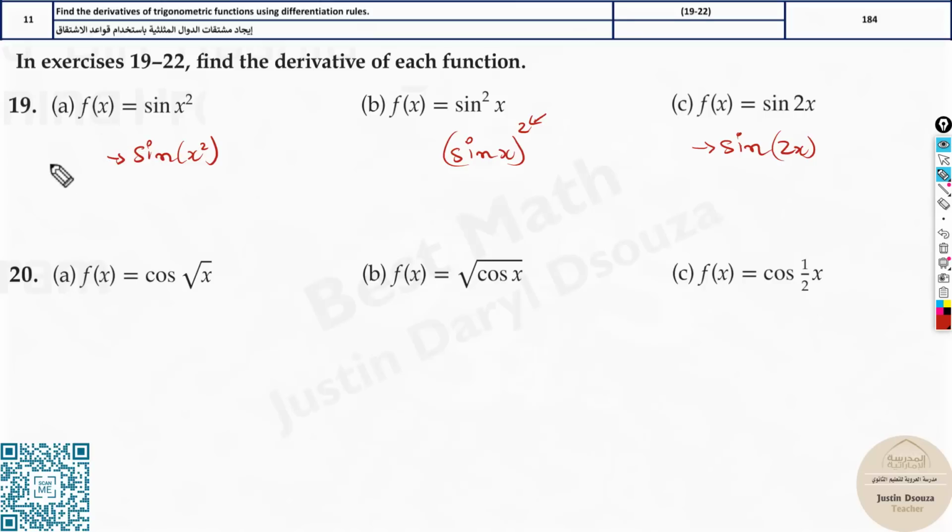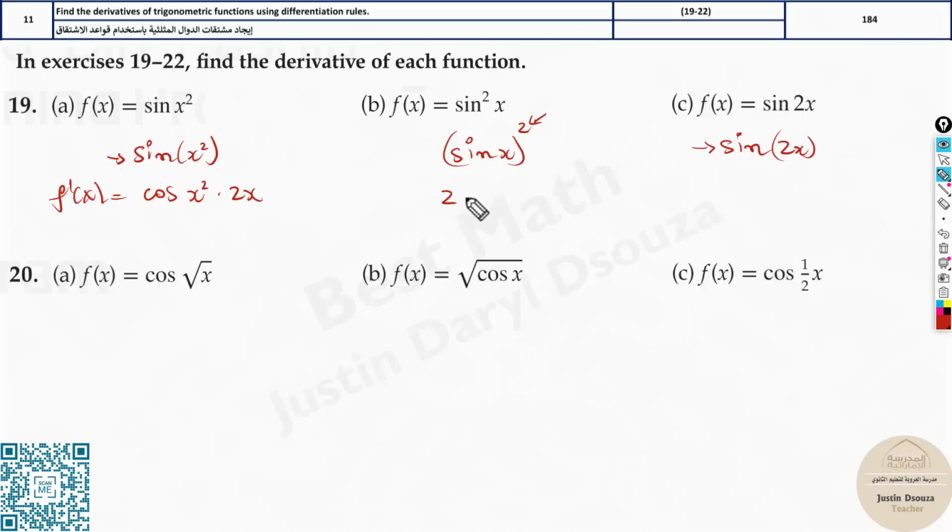Now if you derive it, the derivative would be f prime of x. Derive sine, it'll be cosine x squared. And then what is the derivative of the inside term? The derivative of x squared is 2x. This is it, this is the answer.